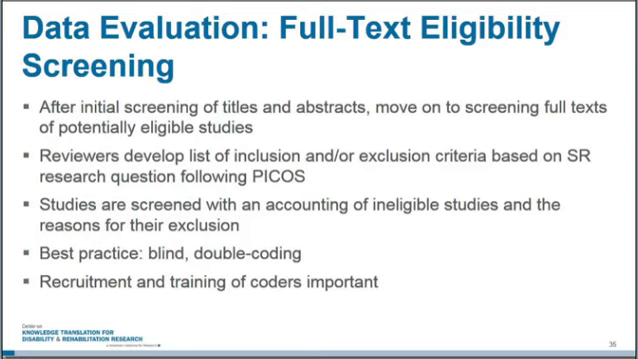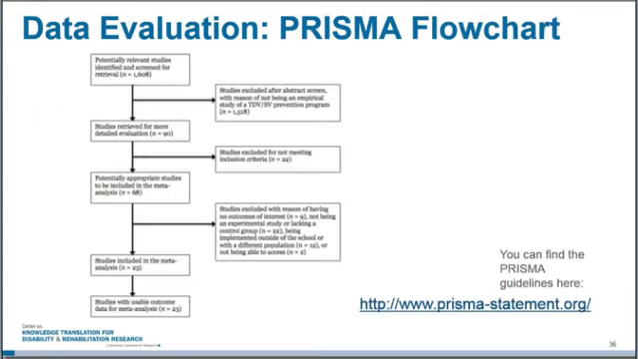Best practice is, I say blind here, but what I really mean is independent double coding from two different coders. And it's really important, again, the recruitment and training of the coders, as you're trying to keep the process of identifying eligible studies as reliable as possible.